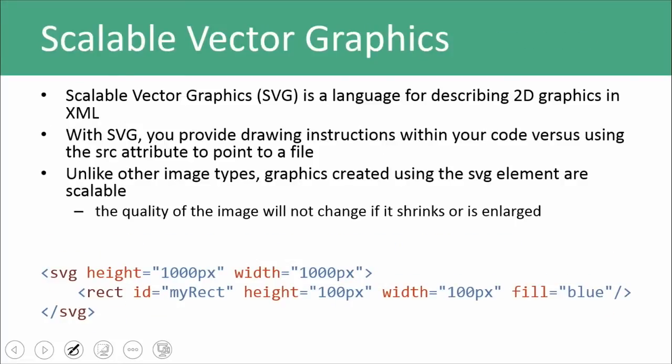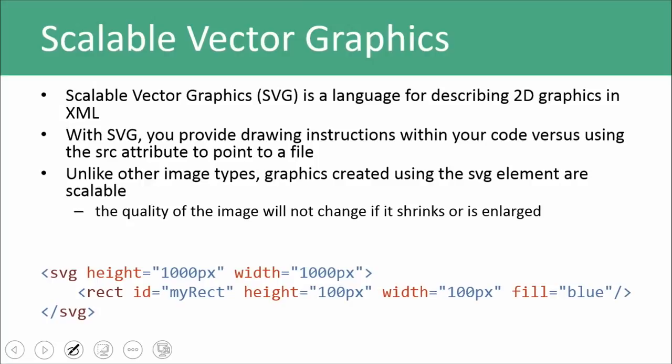So next, let's take a look at scalable vector graphics, right? So scalable vector graphics is actually a language for describing 2D graphics, which is created with XML. XML stands for Extensible Markup Language, and it's really cool stuff. Not something that we'll get into in this course, but definitely give it a quick Bing search, all right?